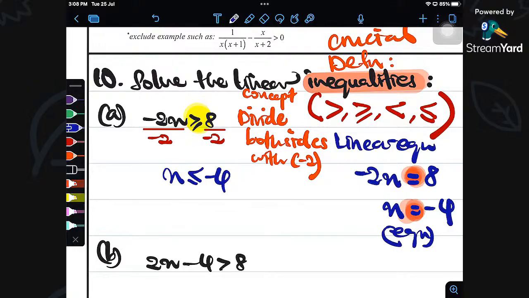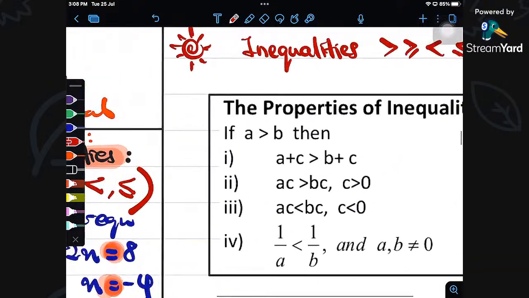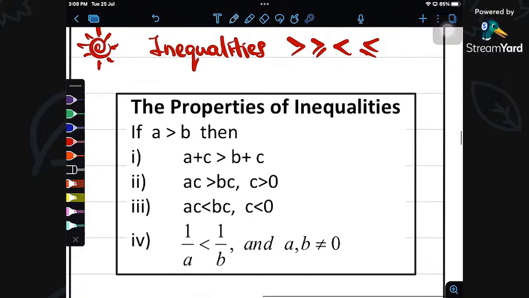Here you will ask me, Madam, why less than? Why does it become less than now? It is because you are dividing by a negative number. So when you are dividing by a negative number, the sign changes. You can look at the properties in your notes there. Why does the sign change? So you look at these properties of inequalities.